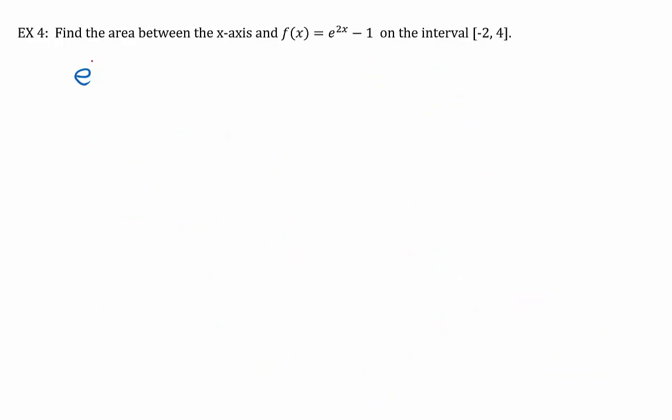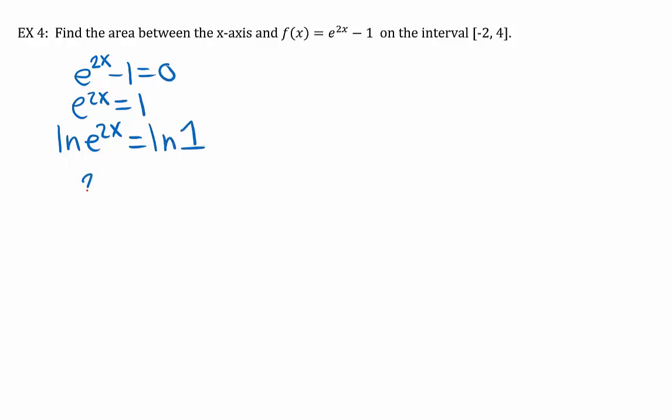Let's do another example. I want to start by finding the x-intercepts. I always want to start by setting the function equal to 0 so that I'll know where it crosses the x-axis. Okay, so add the 1, then I'm going to take the natural log of both sides. Natural log of e to the 2x is just 2x. Natural log of 1 is 0, so it looks like x has to equal 0.